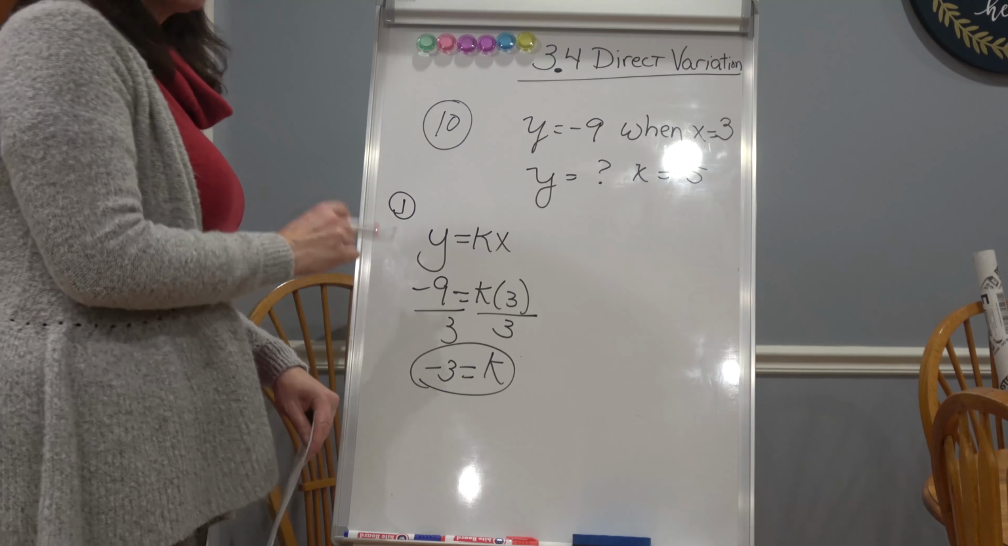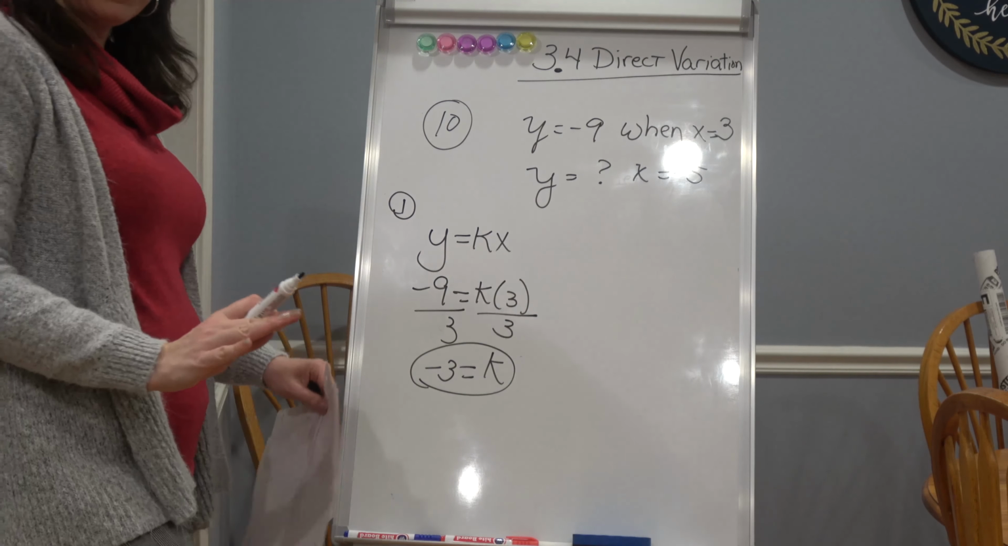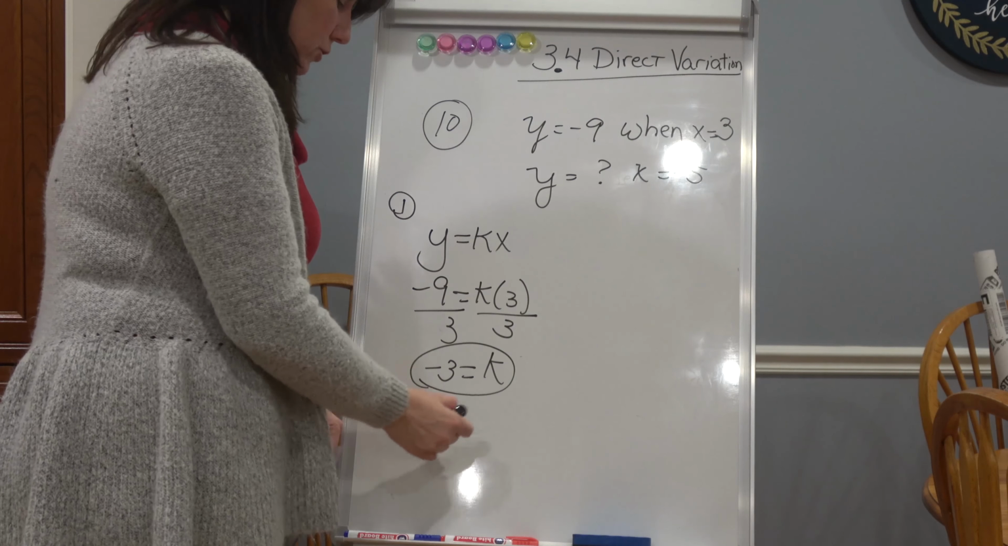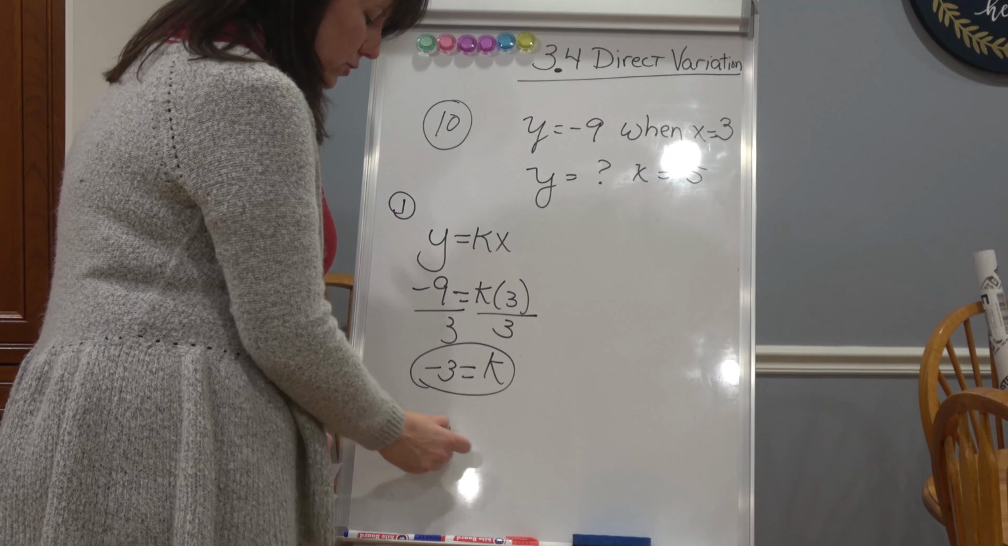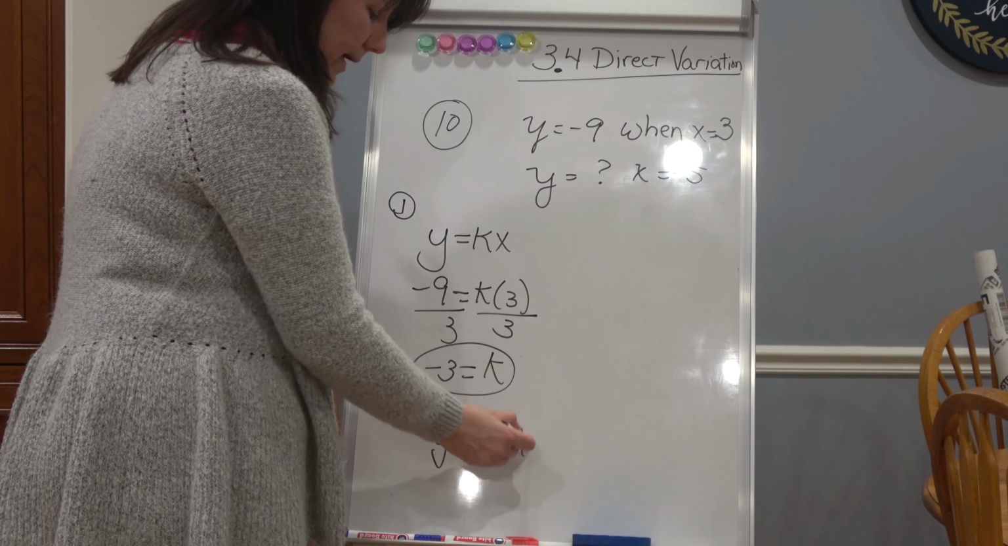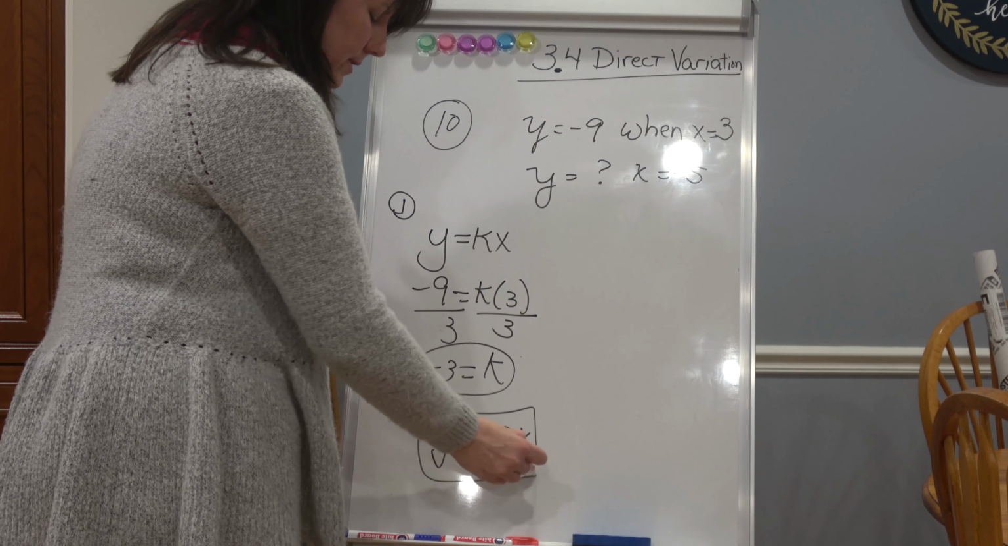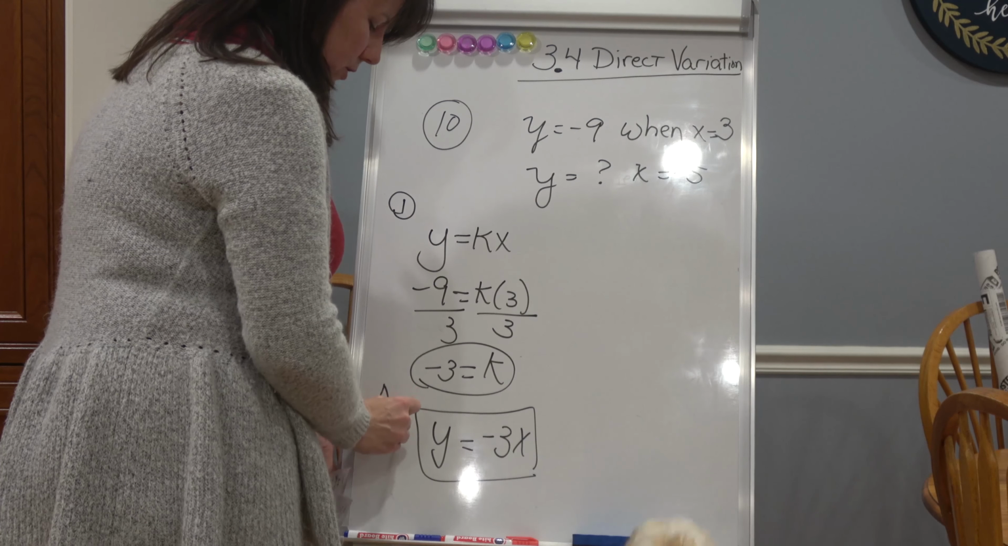And you don't want to just circle that and be done with it. What you want to do is make sure you write the equation. So the equation is y equals -3x. And this is the direct variation equation.